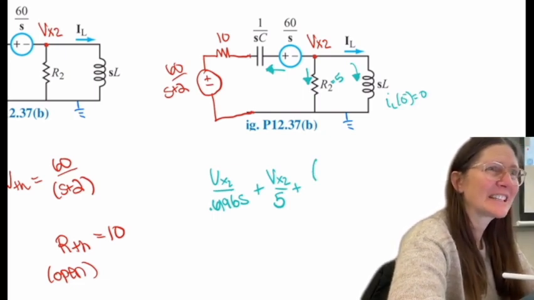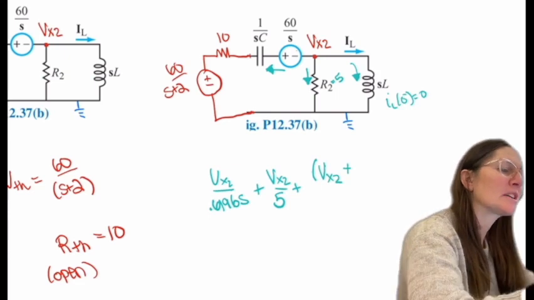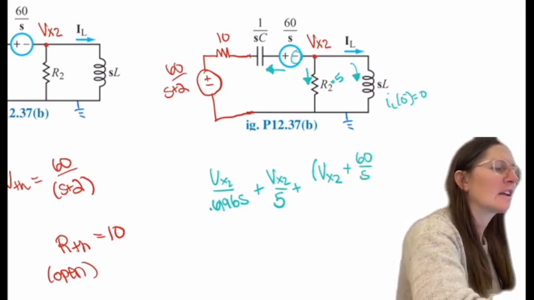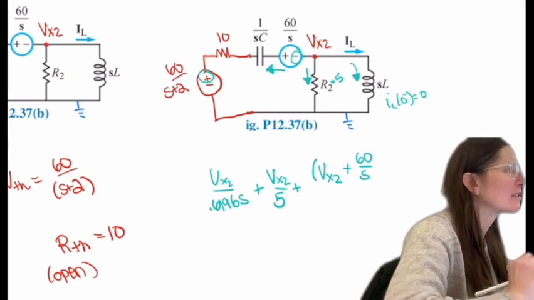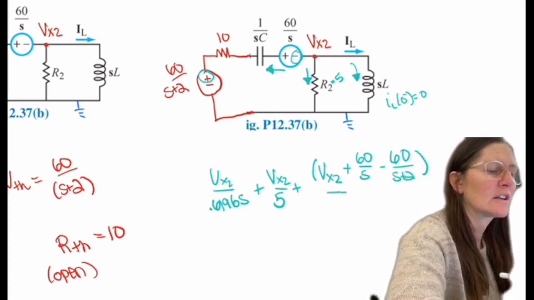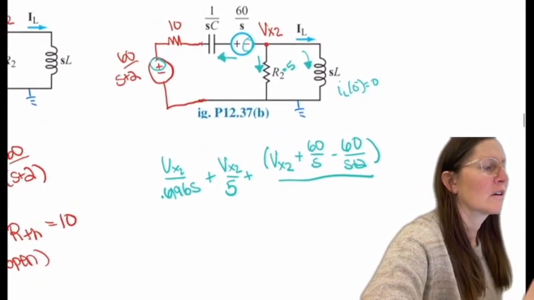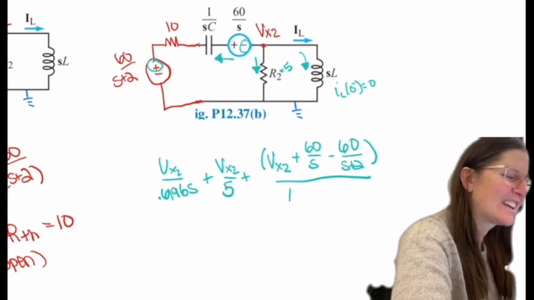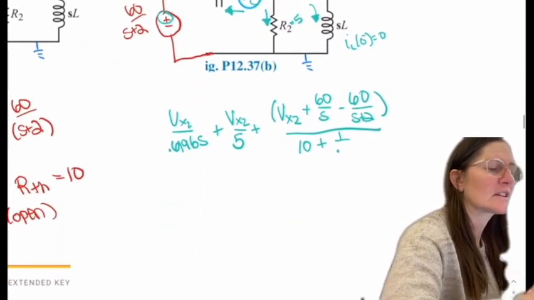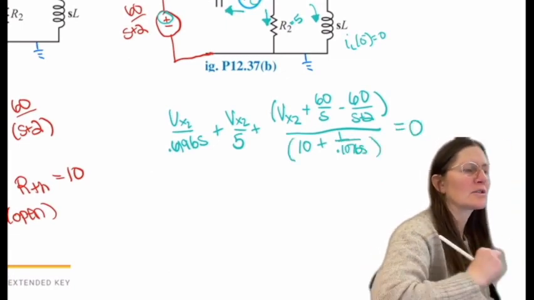So you start with the node, right? VX2. Then what do you do? Correct. You add it because the first sign you have is a minus, so you minus that and a minus, so it'd be 60 over S. And then this one is a plus on that side, so this will be? Correct. And then you divide by all of the summation of those, so that's going to be 10 over 1 plus a C. And that was 0.1076. And then that's the summation of all three of those currents.